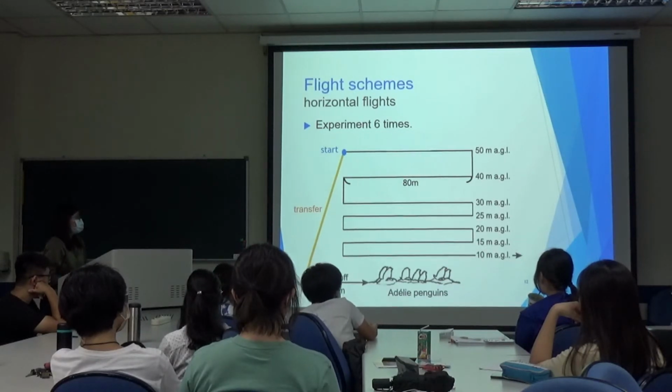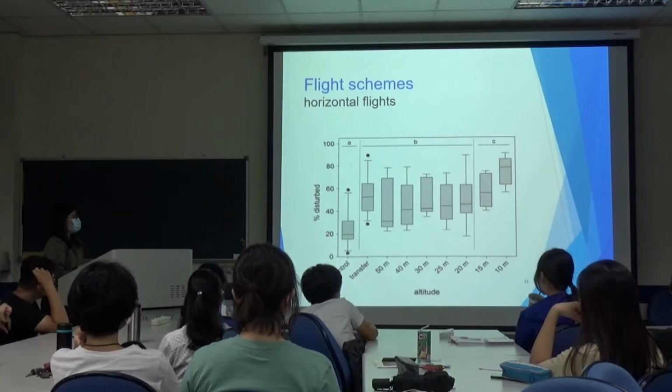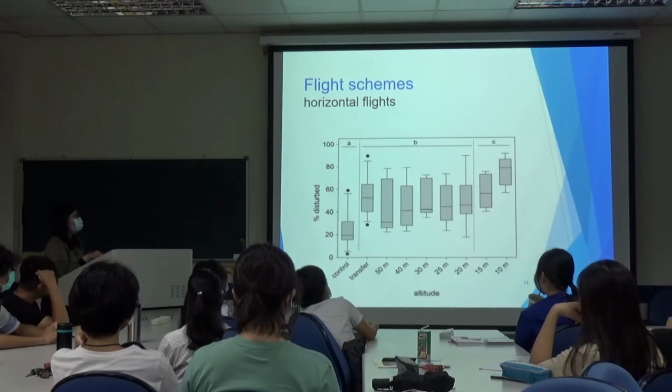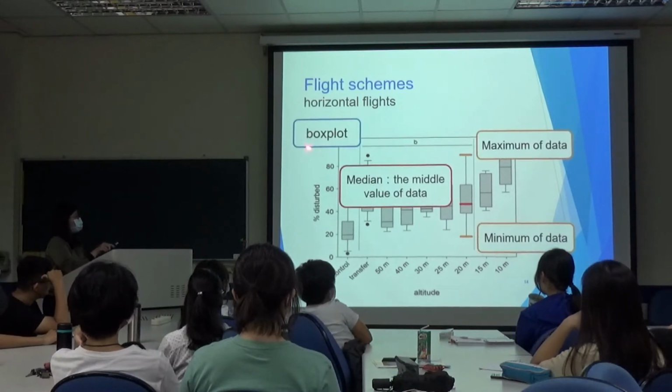After the experiment, we can get a result. The X axis is altitude, transfer, and control. The Y axis is the percentage of disturbed penguins. And this figure is called a box plot. This means maximum, this means minimum, and this means median.